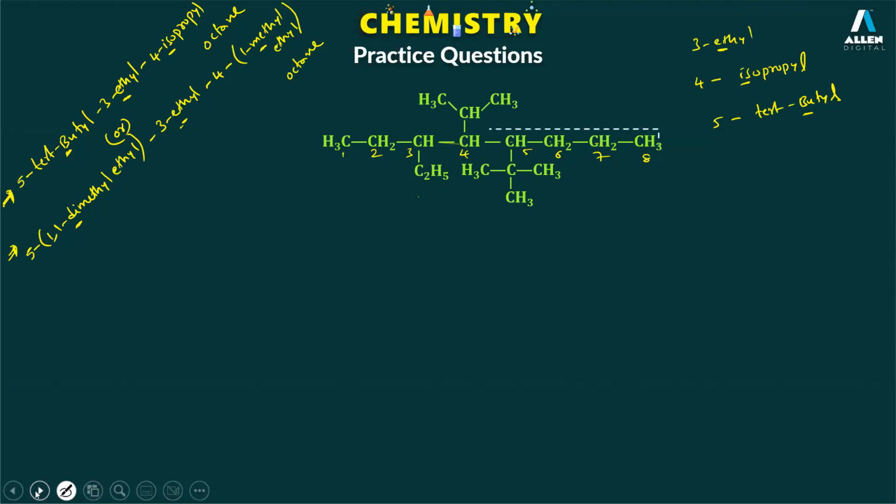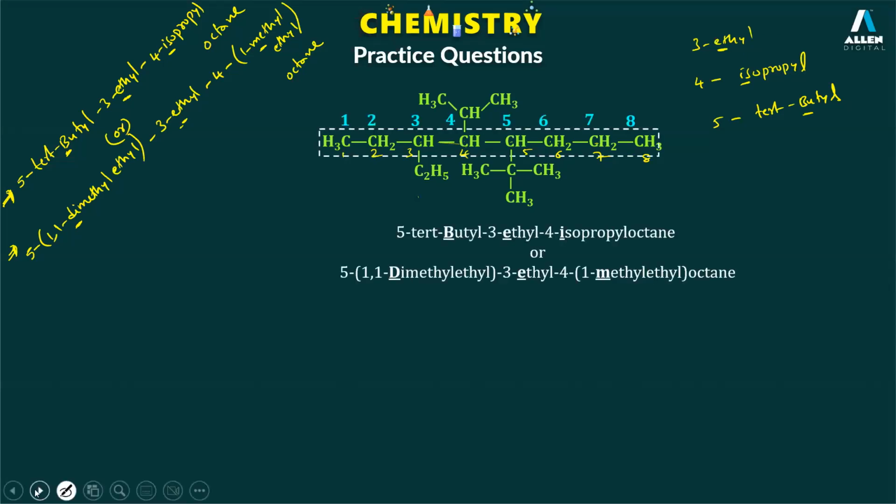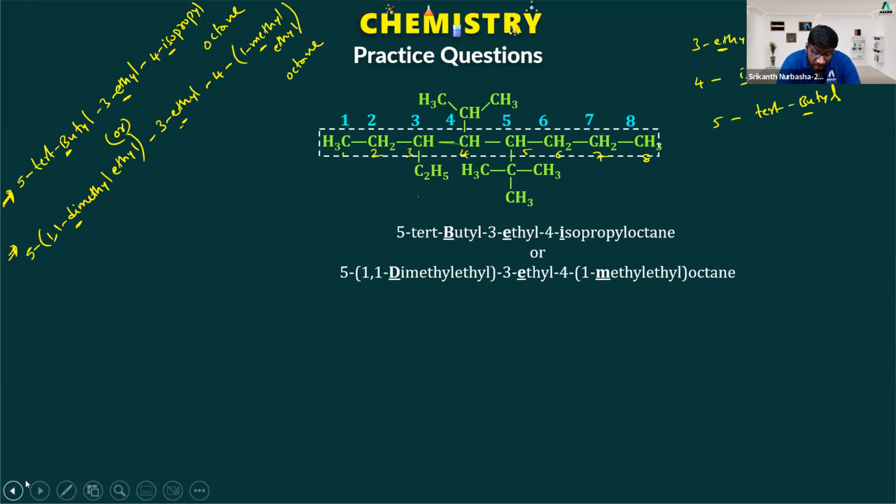Yes, sir. Yeah, 5 tertiary butyl, 3 ethyl, 4 isopropyl octane. We are getting the same. 5 of 1 comma 1 dimethyl. So you have to include D because it is a complex substituent: 1 comma 1 dimethyl, 3 ethyl, 4 of 1 methyl ethyl octane. Right.